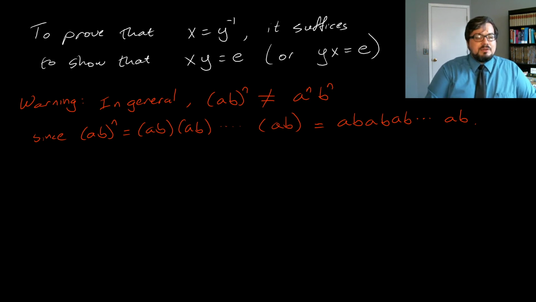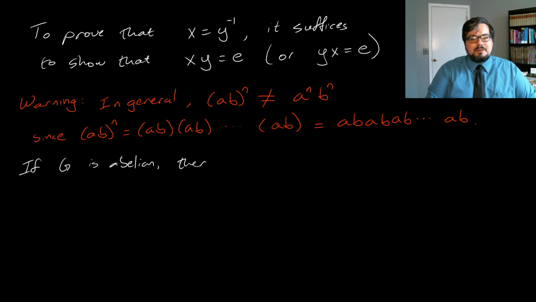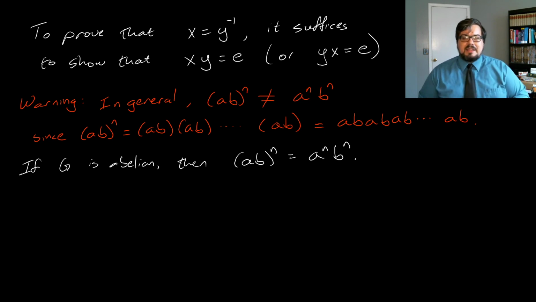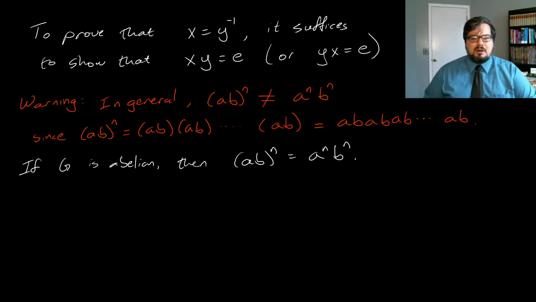Now, the good news is, if the group G is abelian, then we do have that ab to the n is equal to a to the n times b to the n. That's an easy exercise, which you can start with the previous line involving what ab to the n actually means. But there is one power that we'd want to put in place of n that we work with enough that we want to make sure we handle it correctly.